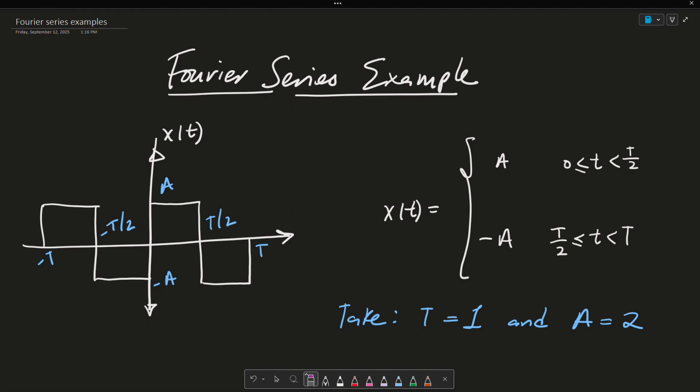If you would like to pause the video and try to solve this, feel free to go ahead and come back and see how we solve it. In this video, I will be doing the entire Fourier series representation as well as plotting it in Desmos so we can visualize it in real time.